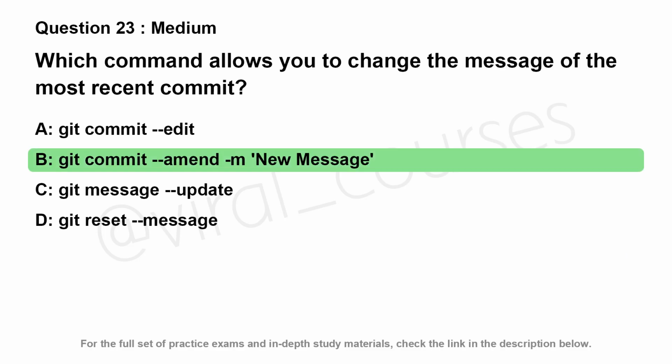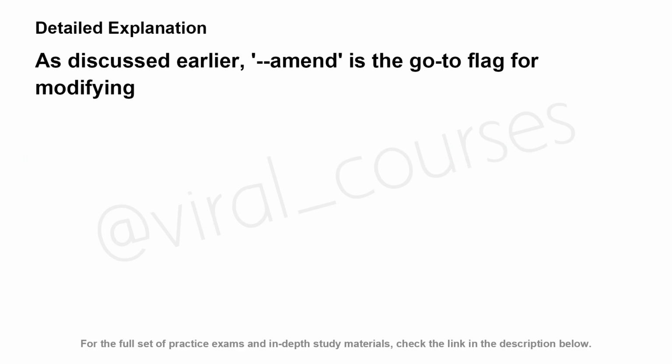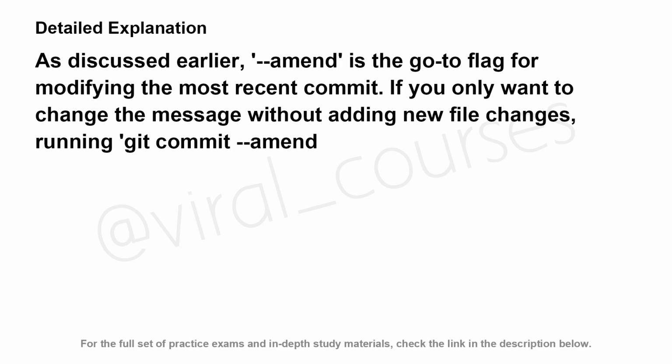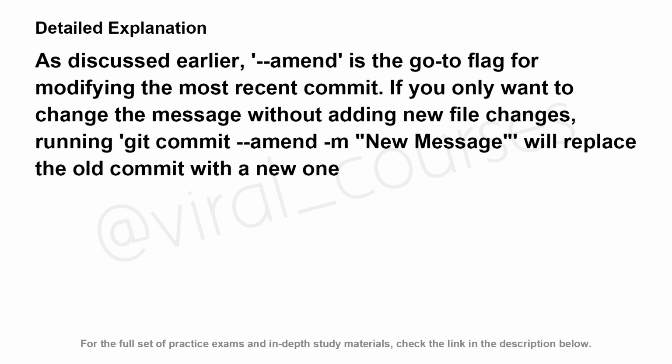The correct answer is B. As discussed earlier, --amend is the go-to flag for modifying the most recent commit. If you only want to change the message without adding new file changes, running git commit --amend -m "new message" will replace the old commit with a new one containing the updated text.